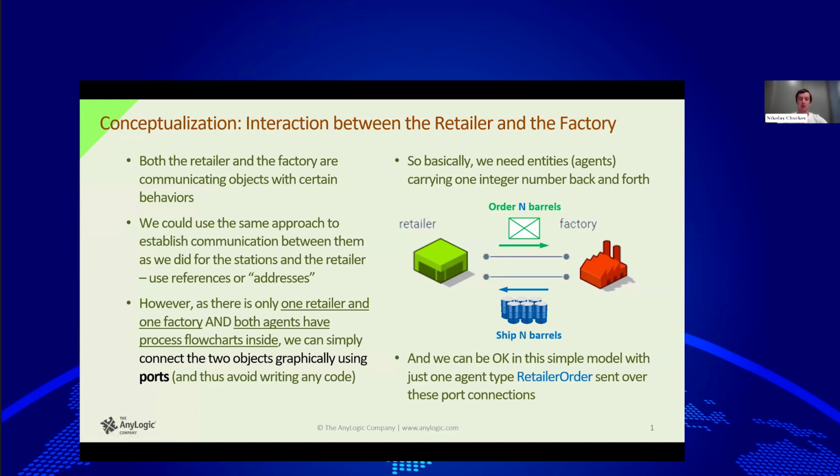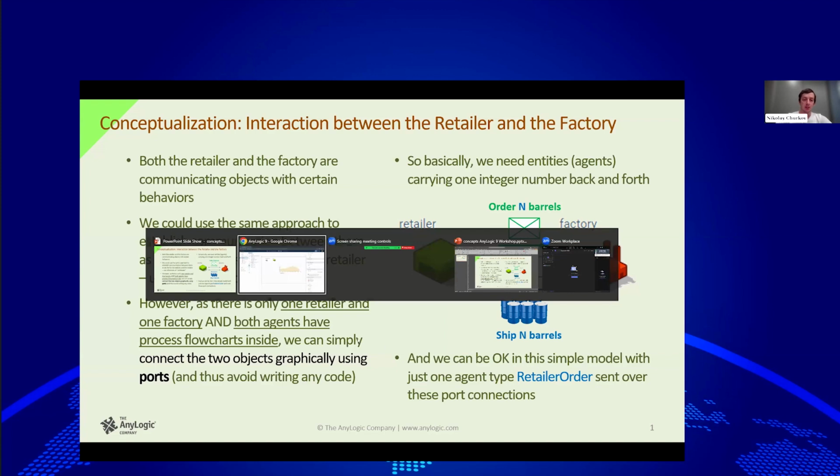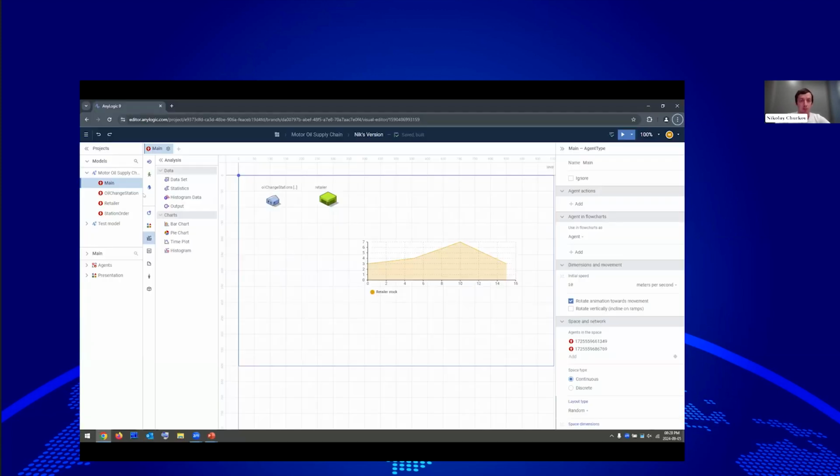We'll have a couple of ports in the retailer and in the factory as well. One for placing orders and another one for shipment delivery. So let's switch back to AnyLogic. So this is the model. Okay, we see here oil change stations, retailer. Now let's add the factory.